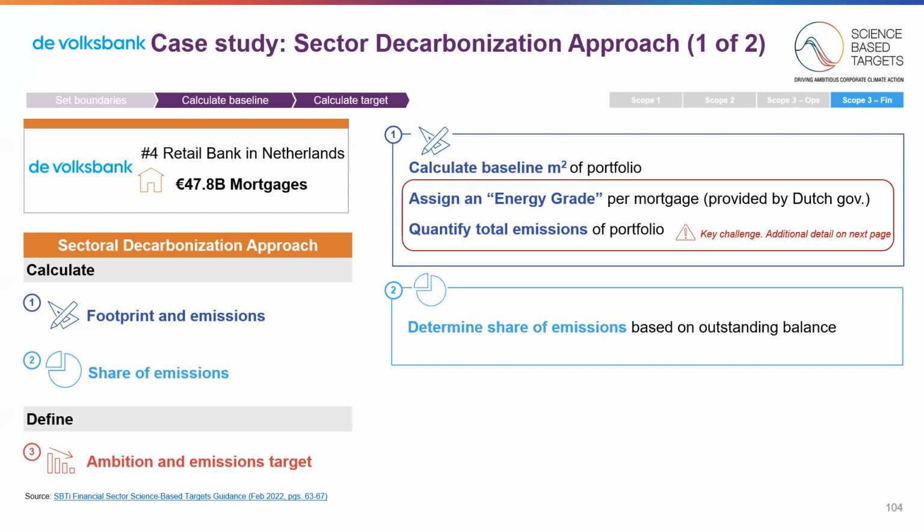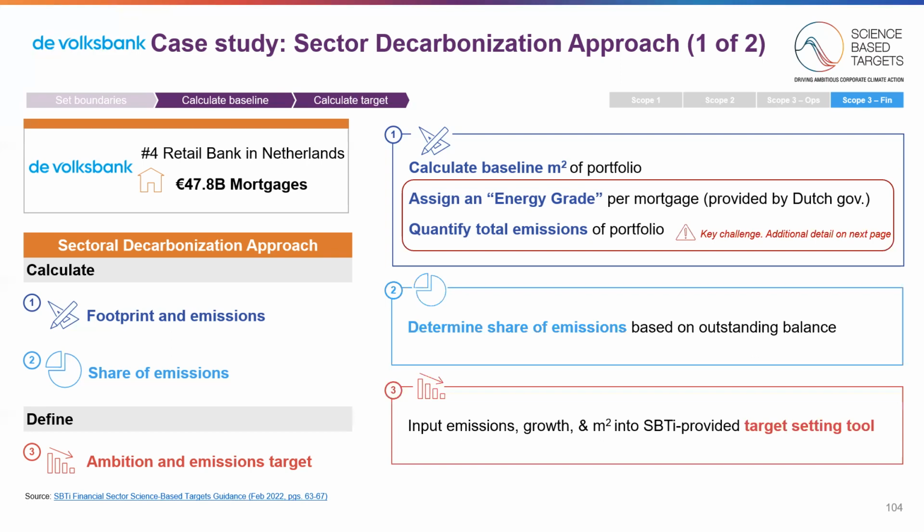Next, De Volksbank calculated their share of emissions on each mortgage given the percent of balance that was outstanding. As a reminder, financial institutions are only responsible for the emissions that they are financing. Lastly, they used SBTI's target setting tool to define their pathway based on the current emissions, planned growth, and square meterage.